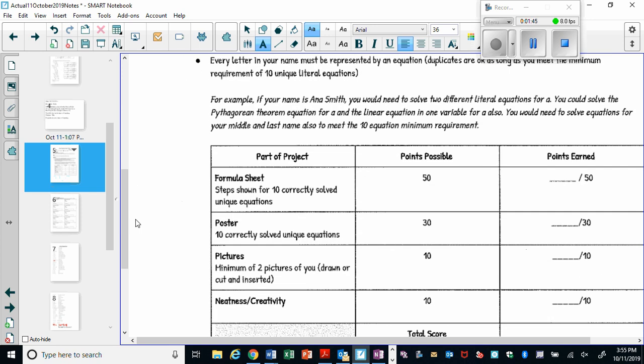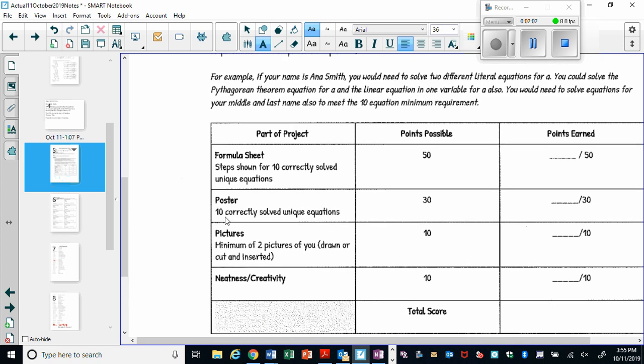So the project breakdown is the following. Formula sheet, which is on the back side of this paper. You need to show the steps and correctly solve for the 10 equations. This is half the project right here. Your poster shows the actual letters and their equations. That is 30% of your project. Pictures, two, drawn or cut, that's 10% of the grade. And neatness and creativity, another 10% of the grade.